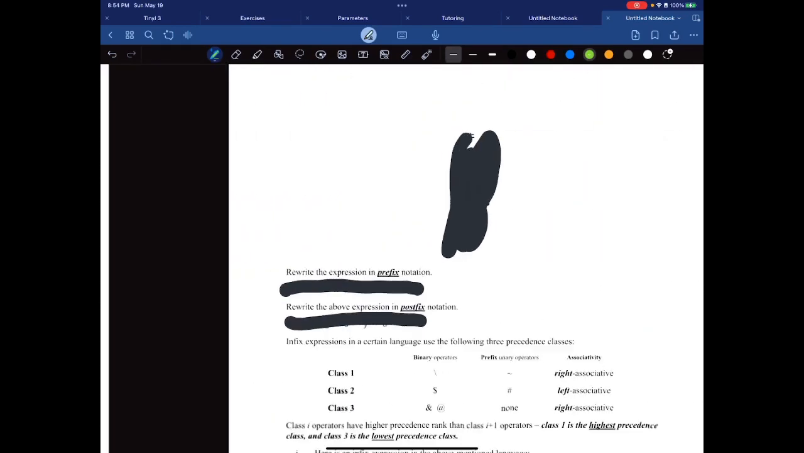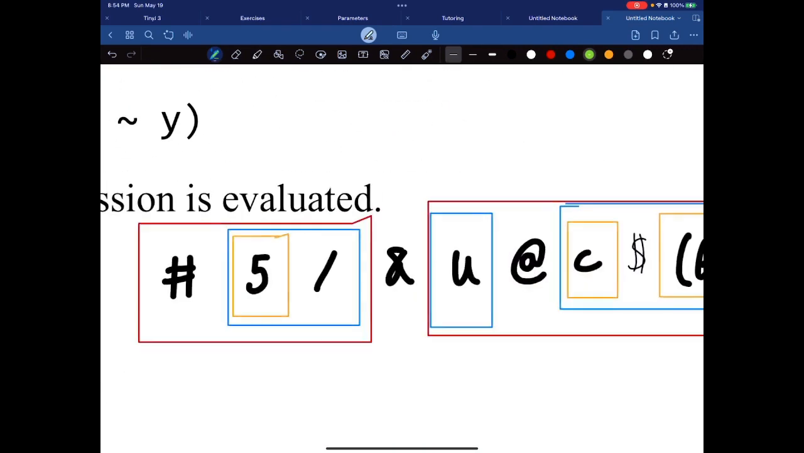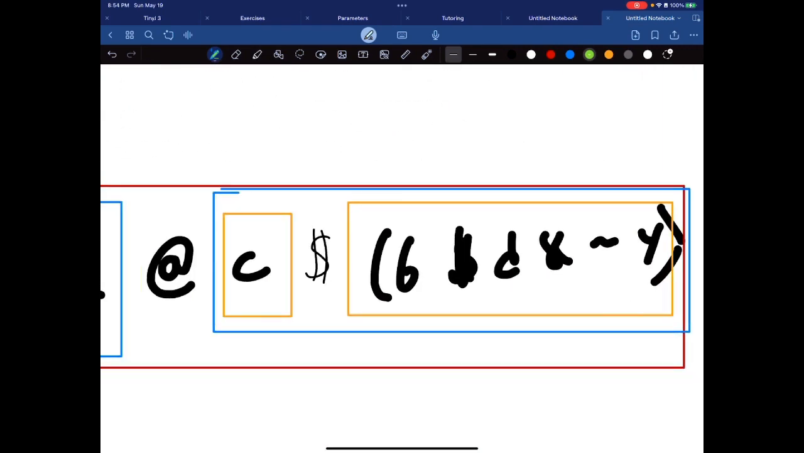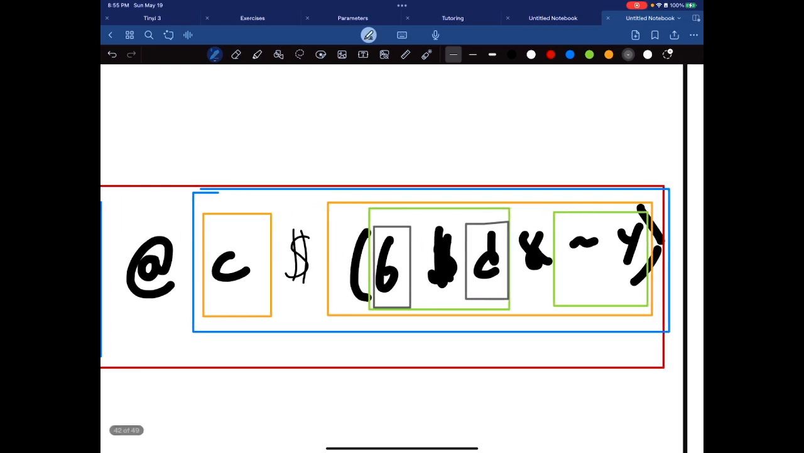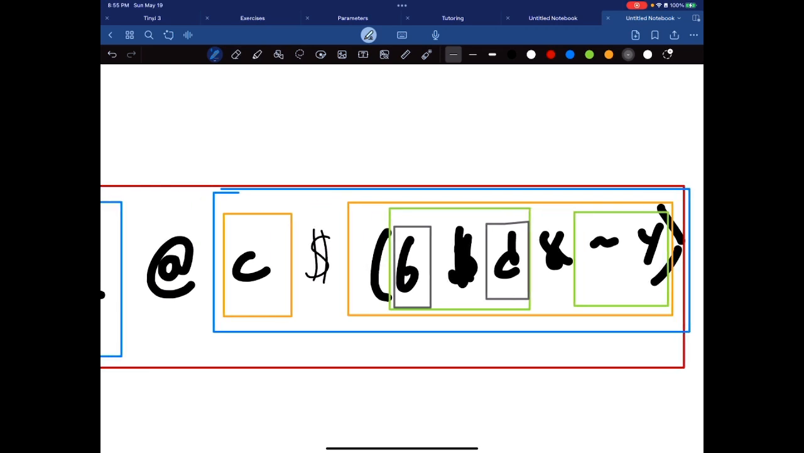So for this ampersand, we're going to do it like this. Then on the left side, we see, okay, we have $6 $D. There's only one operator here, so it's going to be dollar sign. And on the right side, there's only one operator here, which is a tilde, so that's just going to be the tilde.